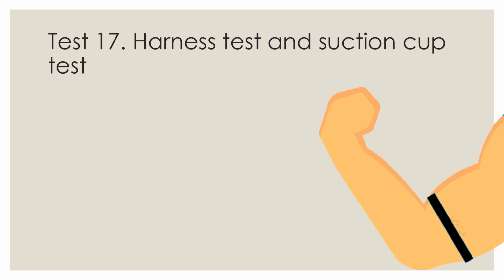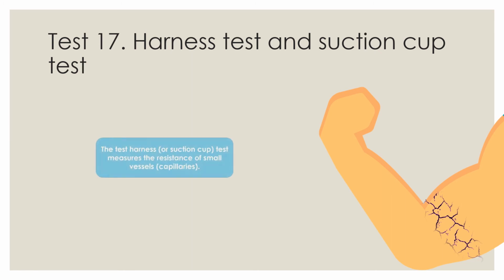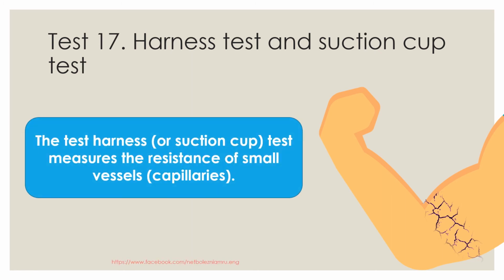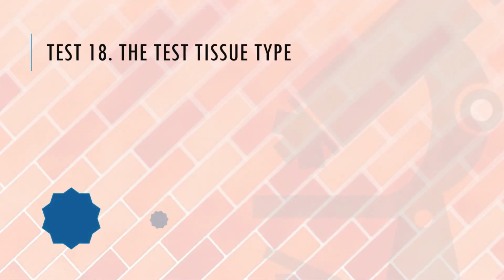Test 17. Tourniquet test and suction cup test. The tourniquet test measures the number of injuries after compression, while the suction cup test measures compression of a varying intensity and duration. The tourniquet test or suction cup test measures the resistance of small vessels, capillaries.